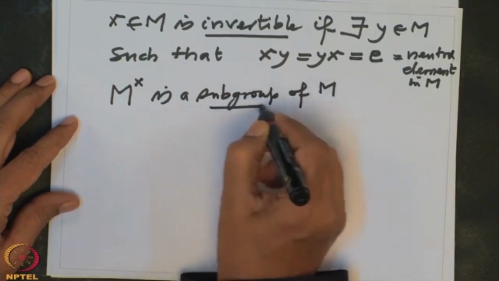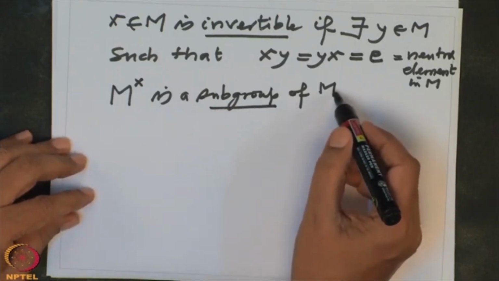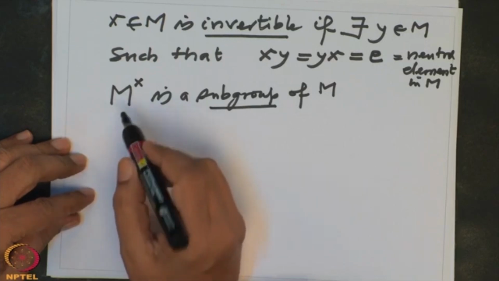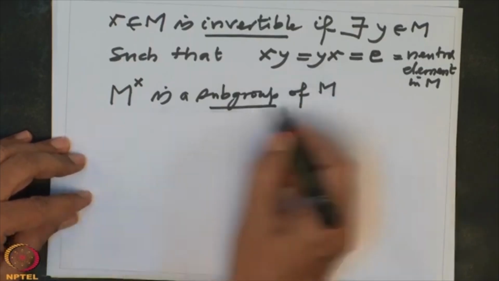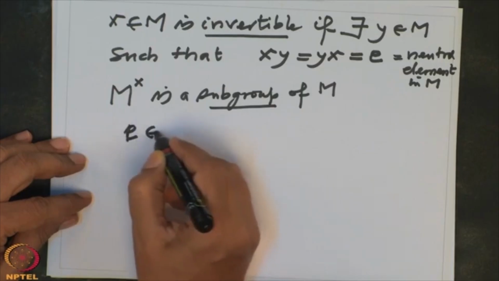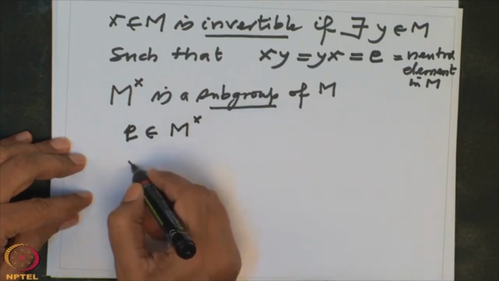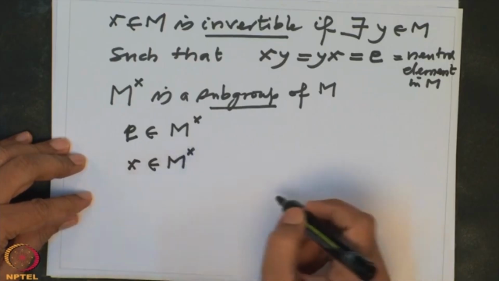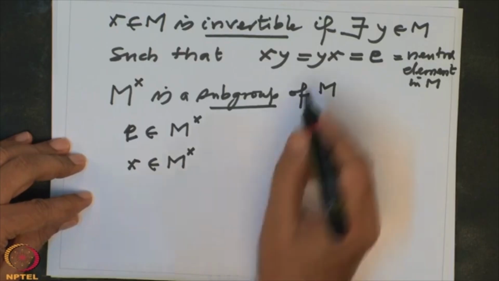What does that mean? That means the same binary operation of M induces a binary operation on this set M cross, and with respect to that binary operation it is a group. That is obvious, because what do we have to check? We have to check that the neutral element belongs to M cross, which is clear. Also, if X is in M cross, then the inverse is the unique element Y.